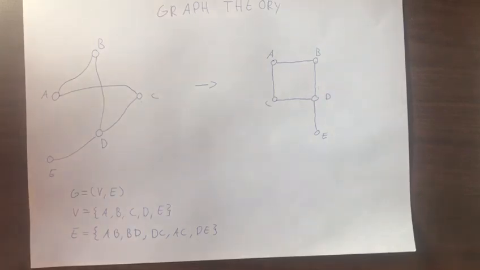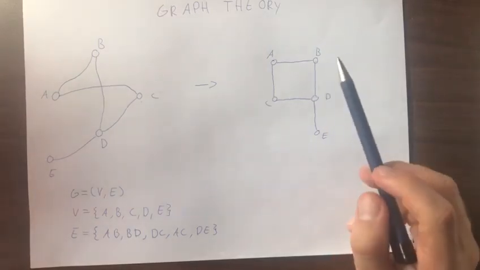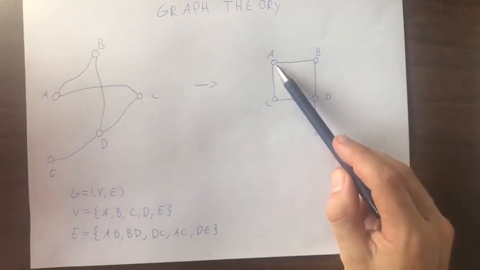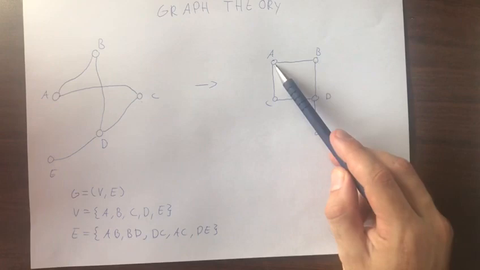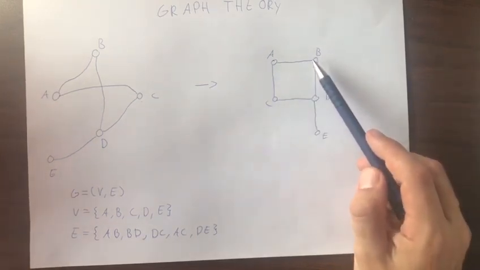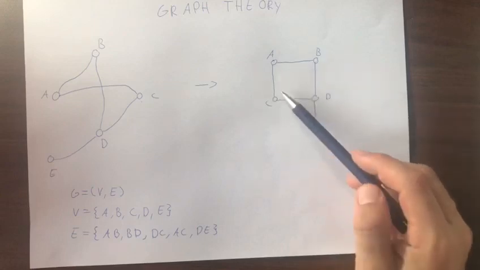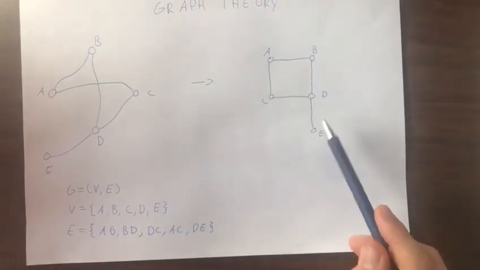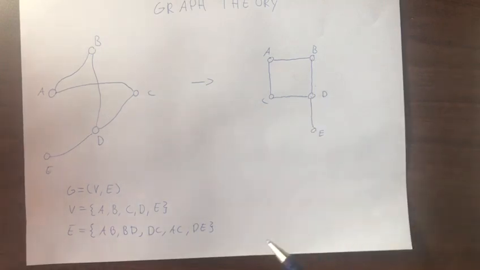We also have a term neighbors, and neighbors basically means to which vertices a vertex is connected. So if we look at vertex A, the neighbors of vertex A are B because it's connected to B, and also C because it's connected to C. The neighbors of vertex E would be only D because it's only connected to D.